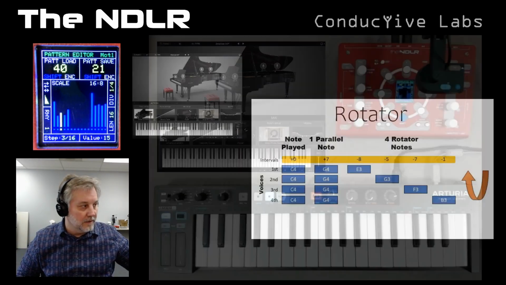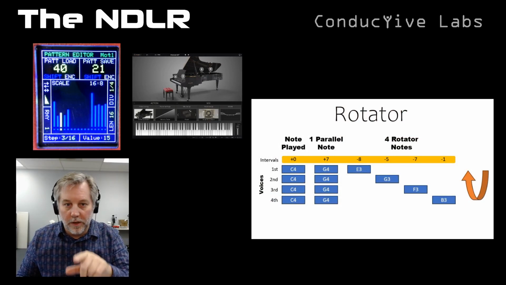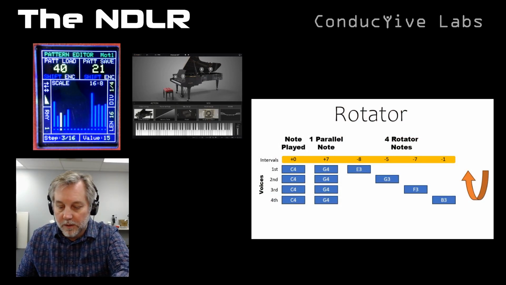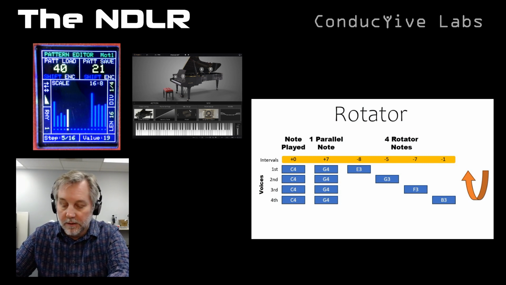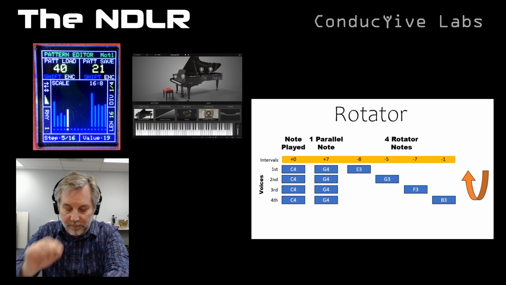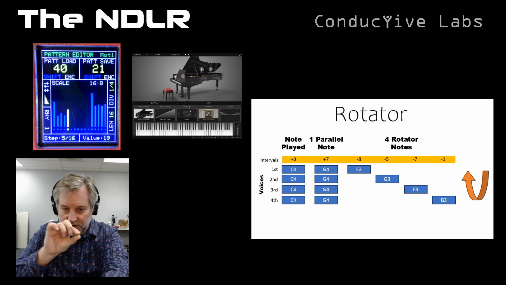Here we go. I'll show you that graphic again. So there's the orange bar. 20 minus 7 is 13. And then 20 minus 1 is 19. And so that's how these values are derived, by the number of semitones relative to the number 20.